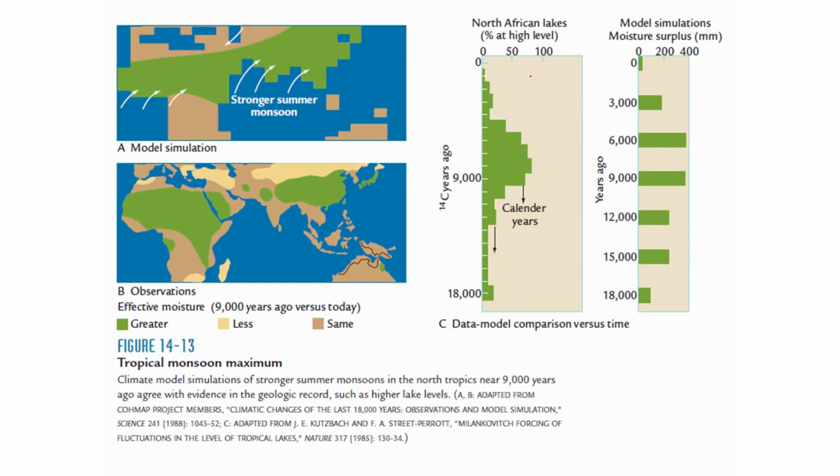So here is some evidence of changes in effective moisture. Wherever it is green, there was greater moisture 9,000 years ago. Wherever there is yellowish, there is less moisture, and all the other regions are similar to what is available today. This is from the observations. This is from the model simulation. So why is the model continent looking bizarre?